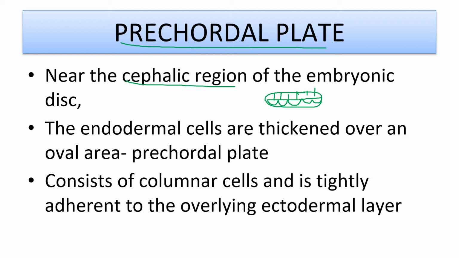What is the change in this precaudal plate? The hypoblast cells near the cephalic end become columnar and tightly adherent to the epiblast. So that is called the precaudal plate. This precaudal plate determines the cephalic end and also divides the embryo into right and left halves.